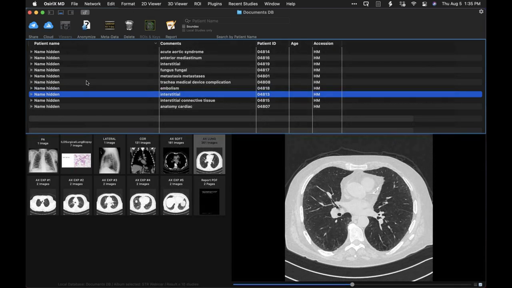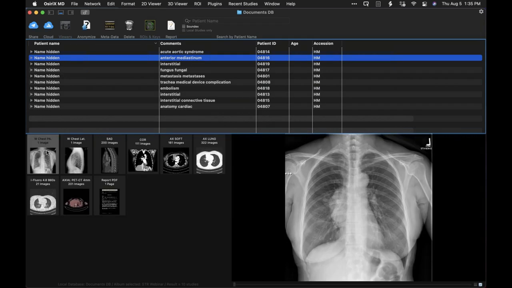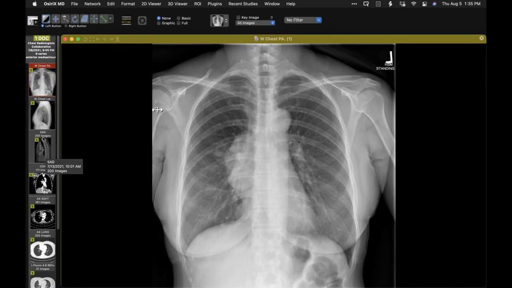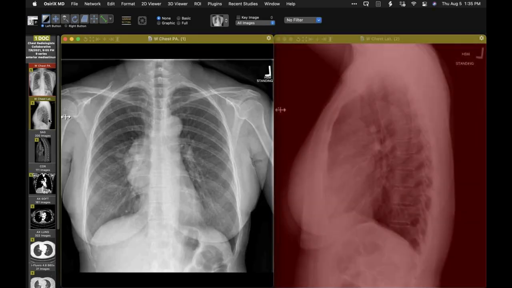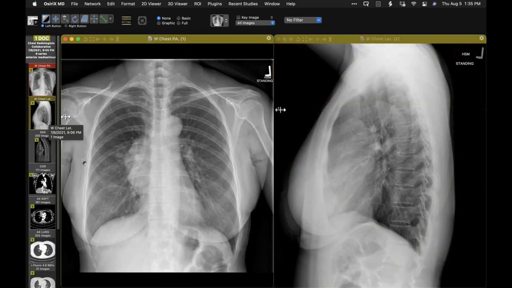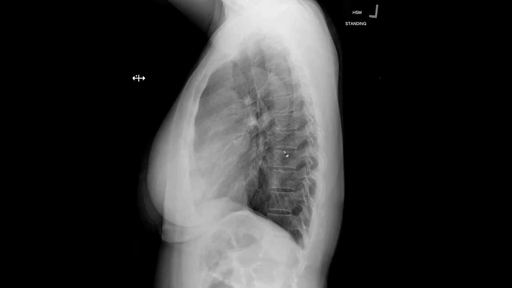Okay, let me bring up this one. I'll bring up the lateral next to it. So clearly we have a mediastinal contour abnormality. We have a large lesion here that on the lateral projection is here. And in looking beyond that, because initially one would think this is a mediastinal mass, let me show you a really subtle finding, and you'll see that it's going to turn out to be something.